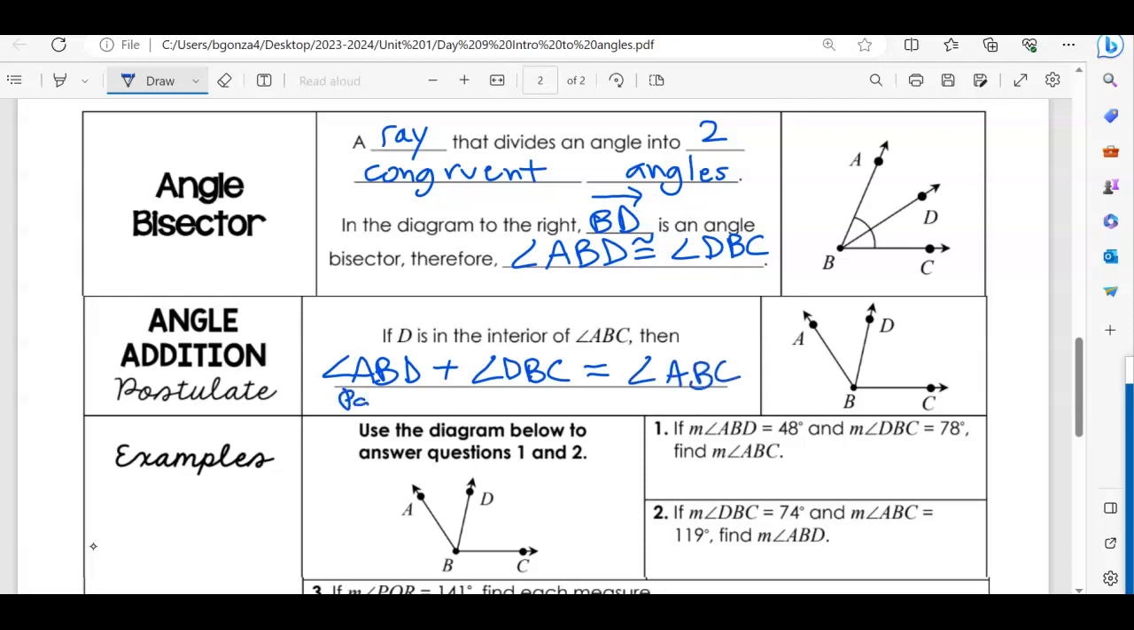So that is part plus part equals whole. Cool?